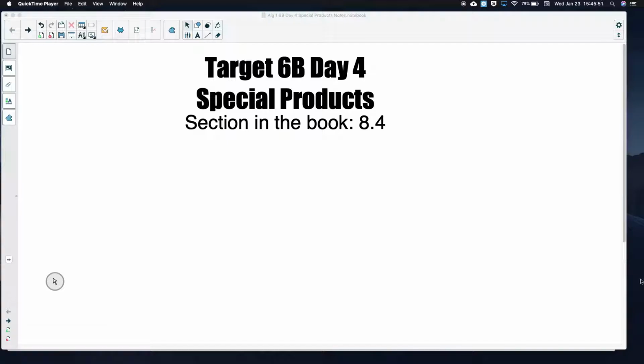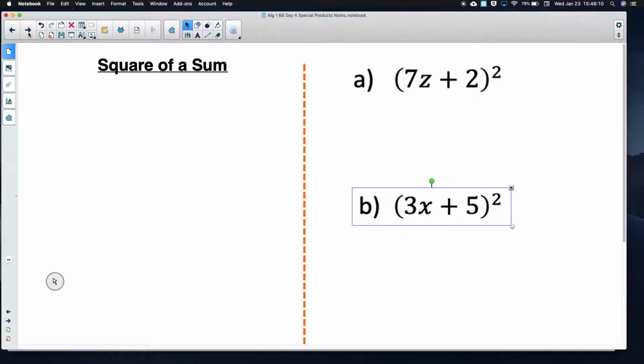So this isn't going to work for everything, we're just going to look at three special cases. But if we can start to recognize the pattern, that's going to make our multiplication a little bit easier. We can always rely on double distribution, but if we start to recognize patterns, then it becomes a little bit easier. And the first one we're going to look at is the square of a sum.